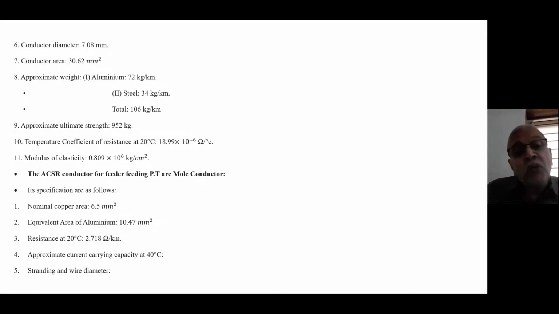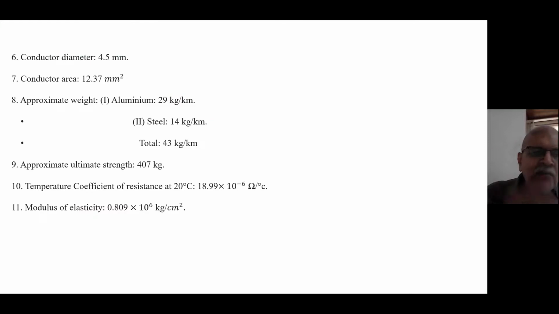Then PT is also fed. PT is taking milliamperes, so a milliampere feeder will not be available. The minimum that is available is mole. So we are using mole. Specifications are the same: 6.5, 10.47, 2.79, 40 degrees. Stranding is given. And then if you see, conductor diameter is 4.5 millimeter only, approximate weight is given, and the current is very small, some tens of amperes, 52 ampere or 53 ampere.